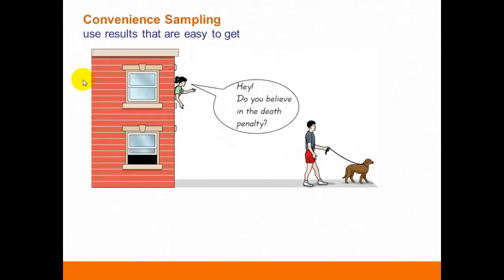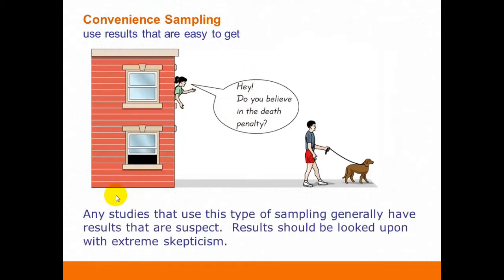Convenience sampling means that we just use results that are easy to get. And you actually see this a lot. This would be things like the newspaper reporter who stands on the corner and interviews the first 10 people that walk by. Now, convenience sampling is not a statistically valid sampling method. If you see this, sometimes the results are interesting, but they're not statistically valid.